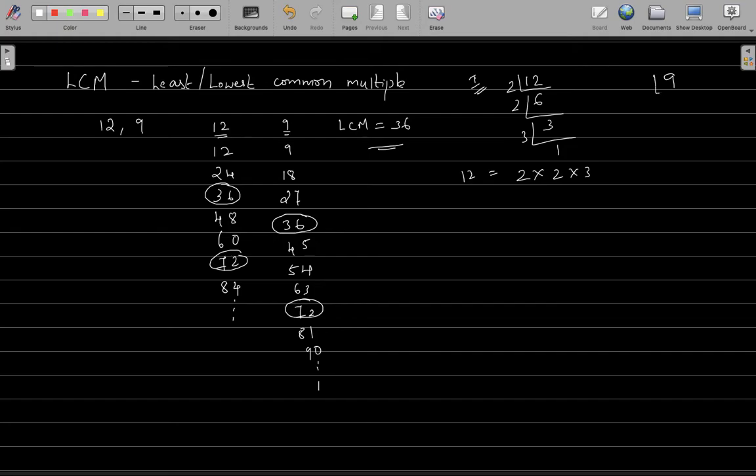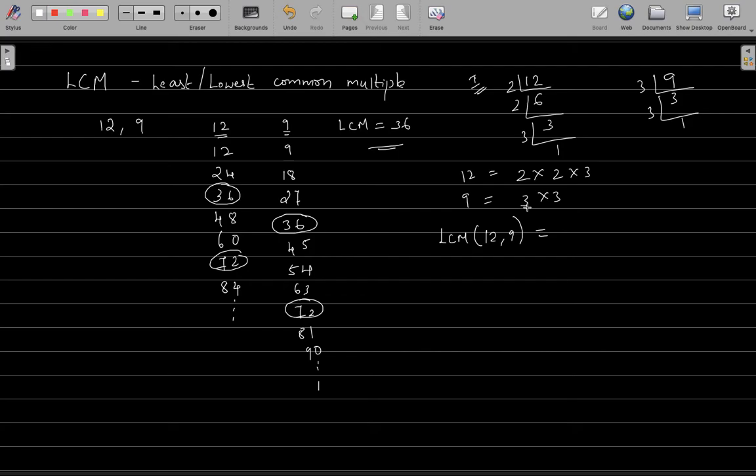So, I can write 12 as 2 times 2 times 3. And how am I going to factorize 9? This is 3 times 3, 3 times 1. So 9 is 3 times 3, right? So now, how do you calculate LCM? LCM of these two numbers is a product of prime factors counted maximum number of times they occur. Isn't it? So LCM of 12 and 9 is the product of prime factors of these two numbers, and we are counting these prime factors maximum number of times they occur.